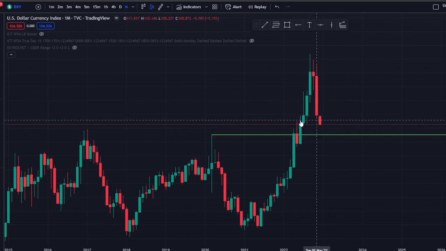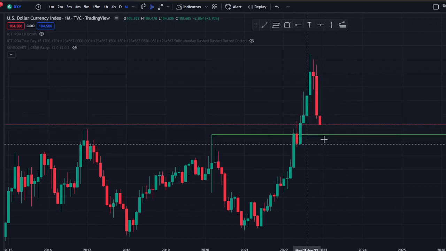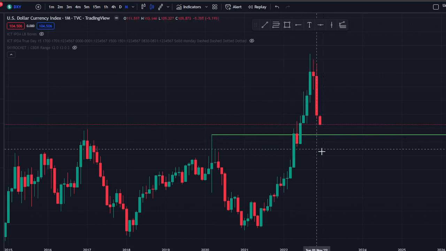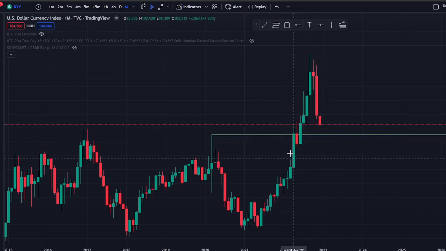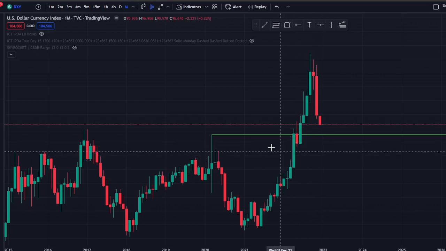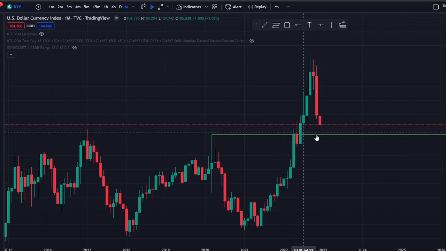And if not, if price does end up breaking this, which I don't think it will, then this would be where our draw on liquidity would be. So we'll probably be aiming for the mean threshold or consequent encroachment to be more precise, since it's a fair value gap. This is probably what we would be aiming for. But I really want to see a rejection from this order block.